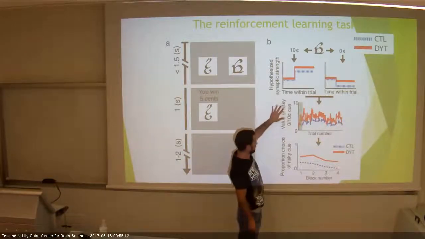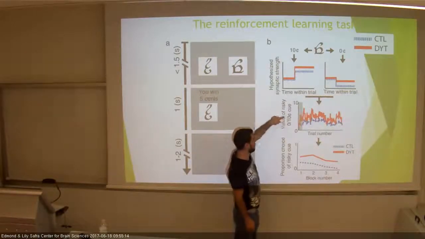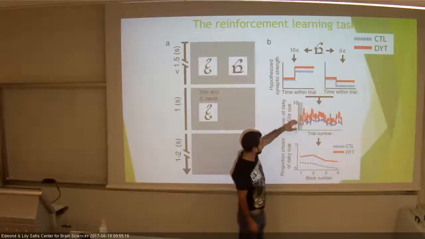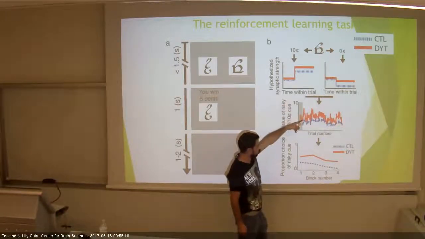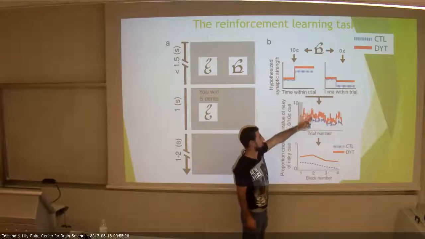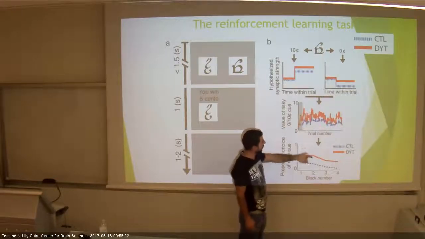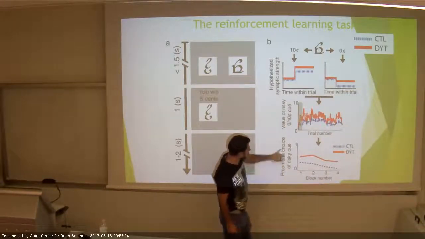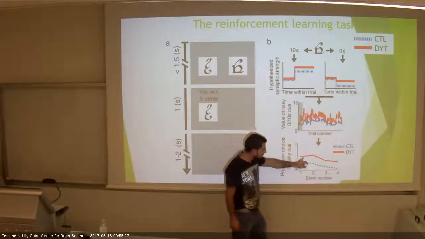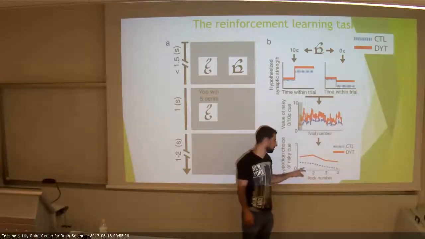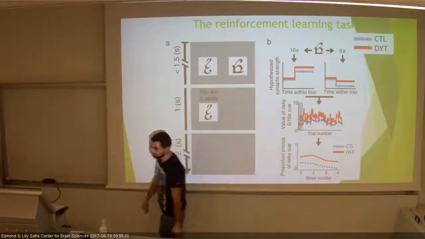Makes sense? And now we're looking at the value of this Q. So obviously the value for this Q is going to be higher. This means that the value for this Q is going to be higher for the DYT1, the group D, than group C. And the proportion of choosing this risky Q is also going to be higher for group D than group C. This is what we expect to see.